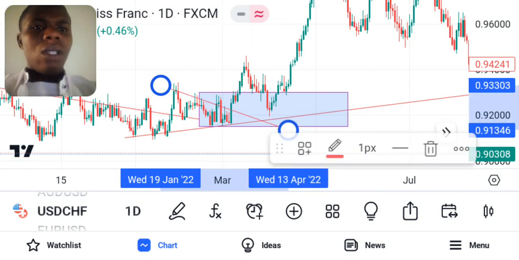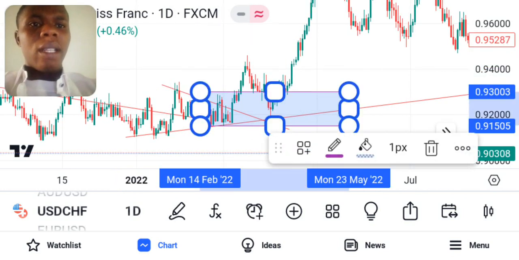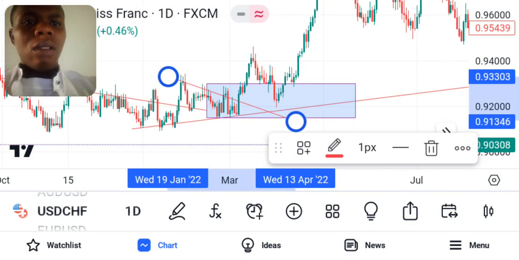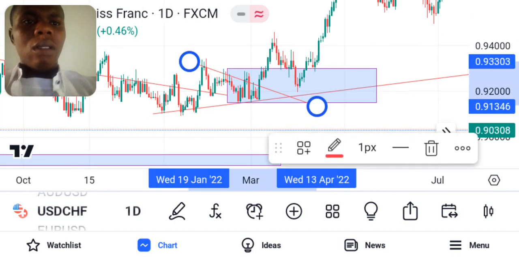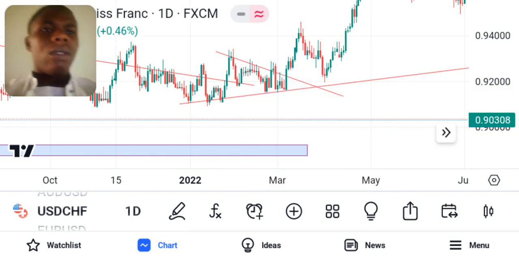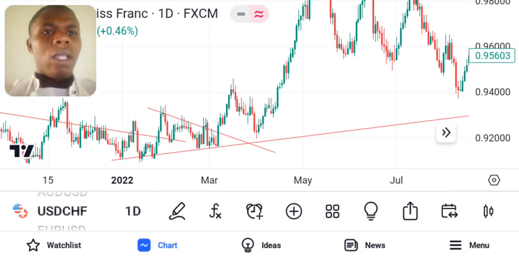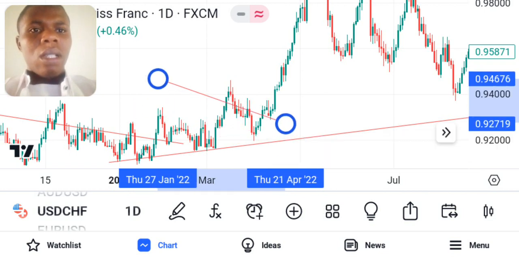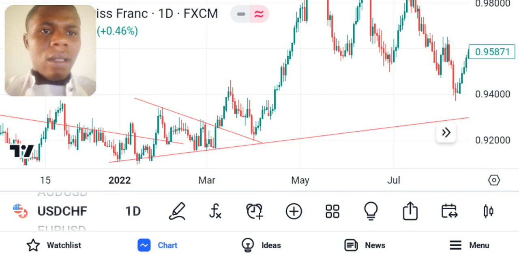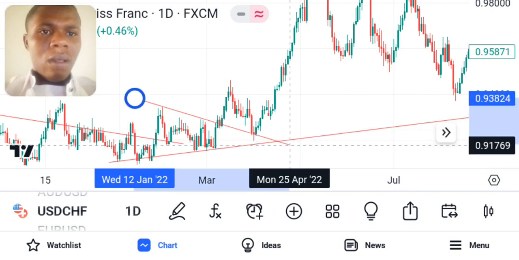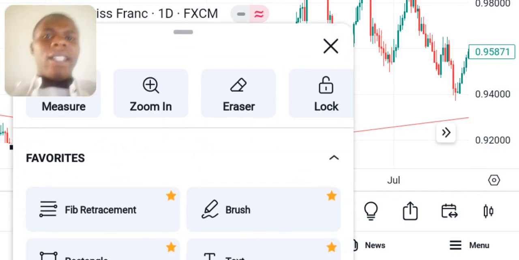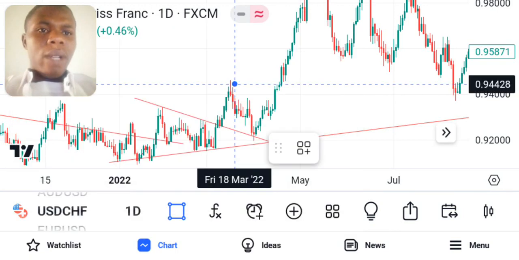Let's draw this trend line here. Since we've seen what the market is doing, let me see how we can draw this trend line. Okay. So is it clear now? This is an entry here. This is an entry here for us to ride price to the upside.